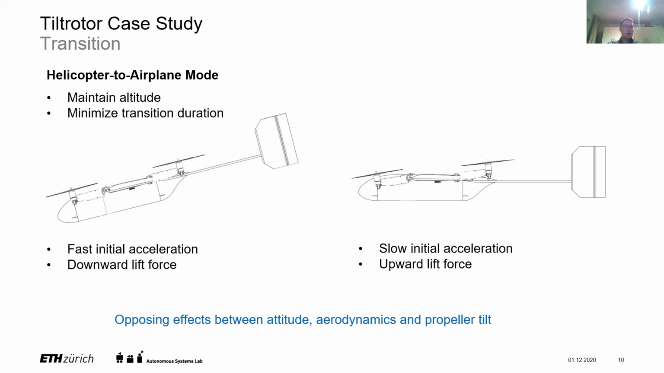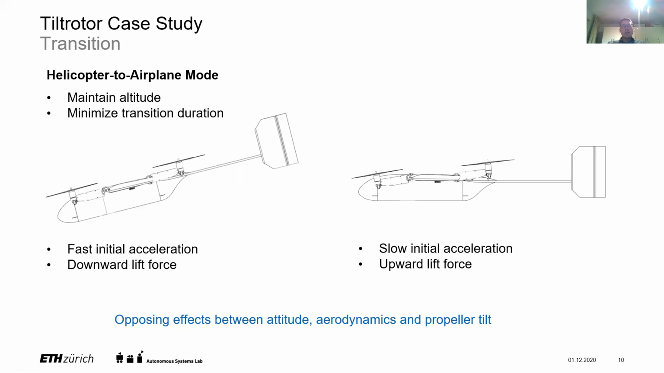This initial acceleration can be done in 2 different ways: either by pitching down, which is shown here on the left, or by tilting the rotors, which is shown on the right. While the pitching results in quite a fast initial acceleration, since the pitching dynamics of the vehicle is rather fast, it will also lead to downward facing lift forces. As you can see, just from the orientation of the main wing with respect to the vehicle velocity, this will create aerodynamic forces which will push the vehicle downwards.